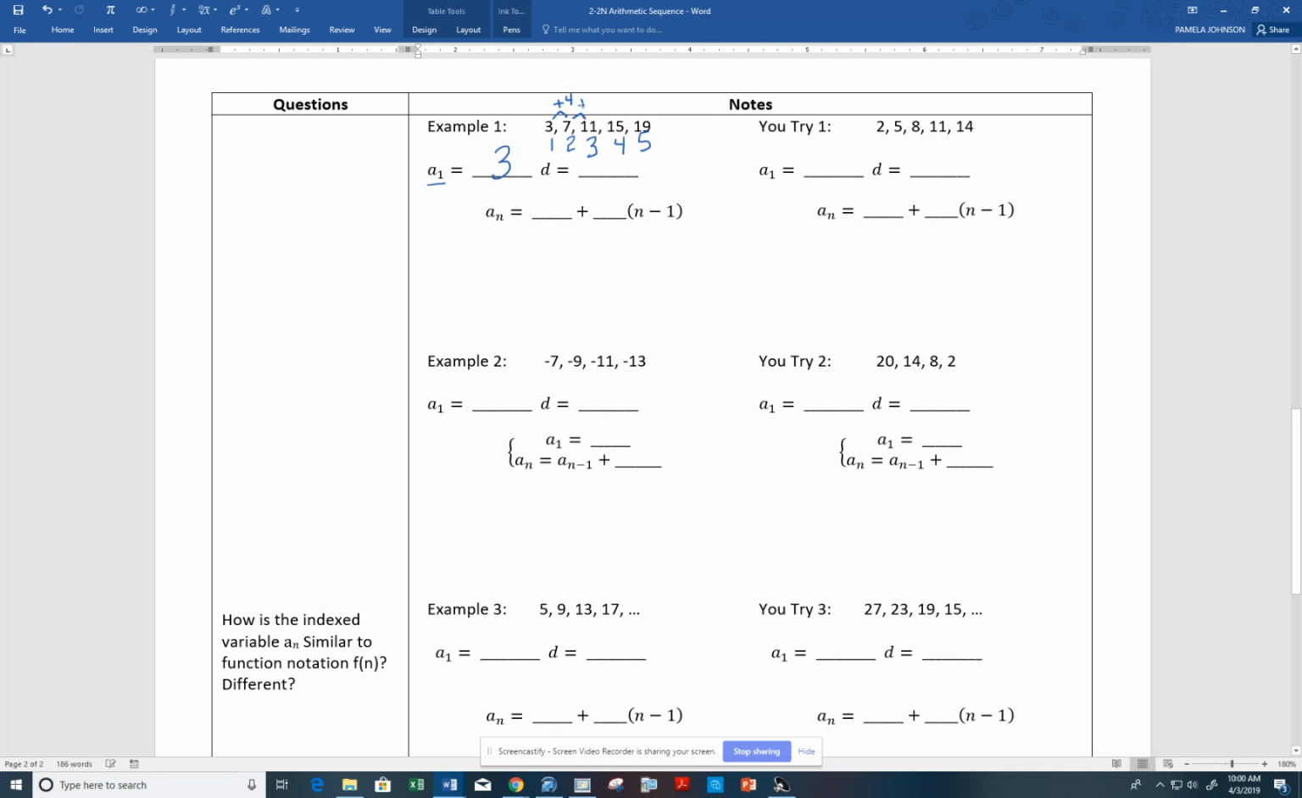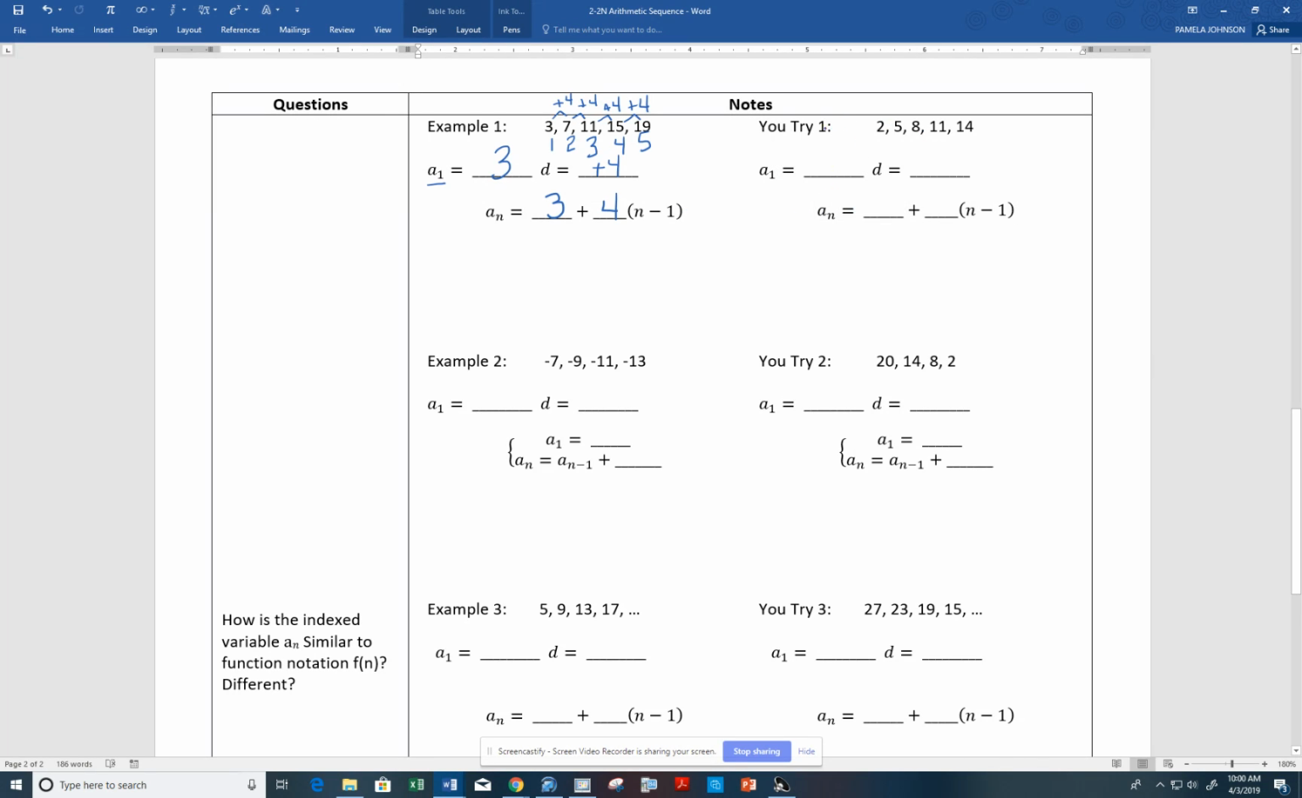7 to 11, we added 4. 11 to 15, we added 4. And 15 to 19, we added 4. So our common difference is a plus 4. So then we just fill in our formula. This is an explicit formula, so it's 3 plus 4 times n minus 1. Okay?